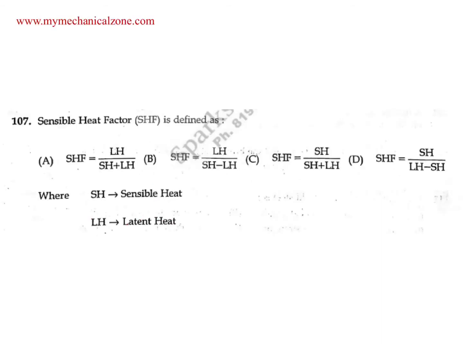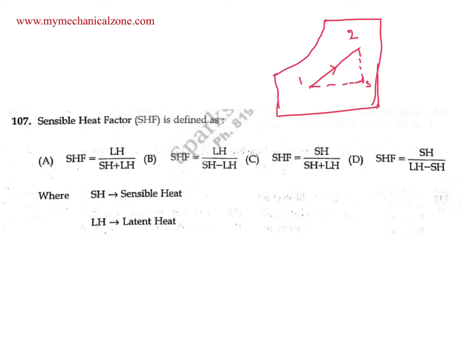Sensible heat factor is defined as sensible heat. If you follow the psychrometric chart, from process 1 to 2, at this point is 3. 1 to 3 is sensible heat, temperature is changing. 3 to 2 is your latent heat, only phase change at constant temperature. You can see here T2 and T3 both are the same, at constant temperature, and 1 to 3 it's sensible heat.